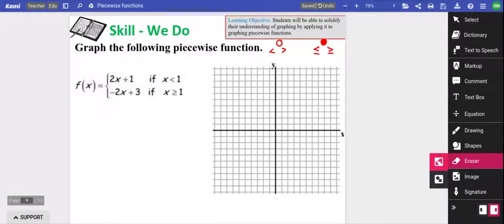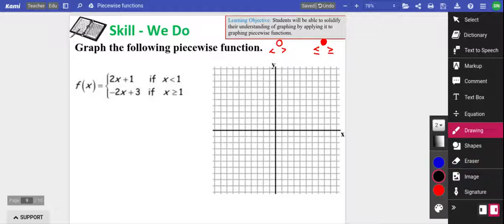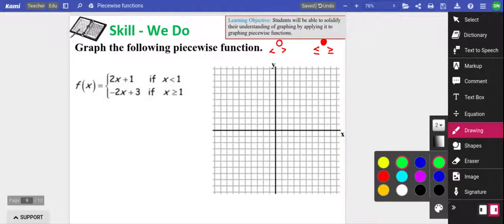So here is how a problem looks like. It could be divided into two parts. There are two functions. One of them would be this one, y equals 2x plus 1. The other one would be the bottom one, which is y equals negative 2x plus 3. Both of them are linear, therefore we're able to get the slope.